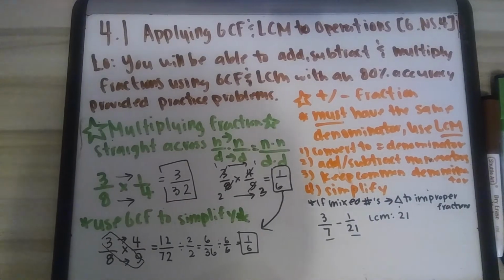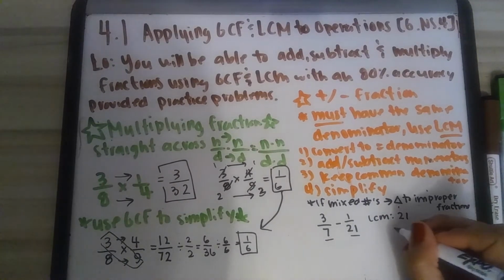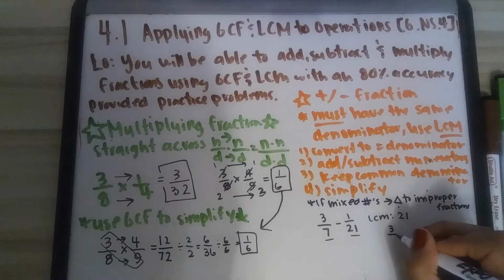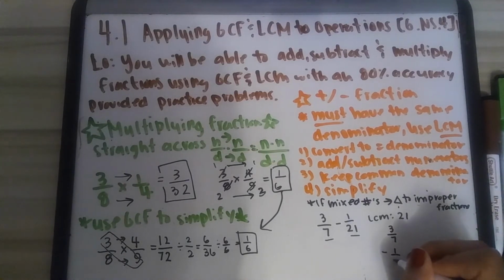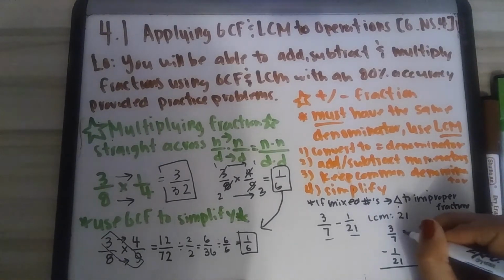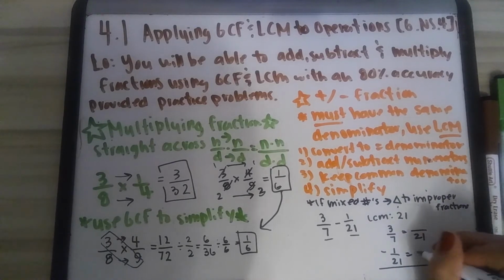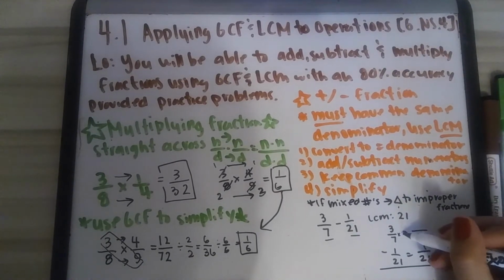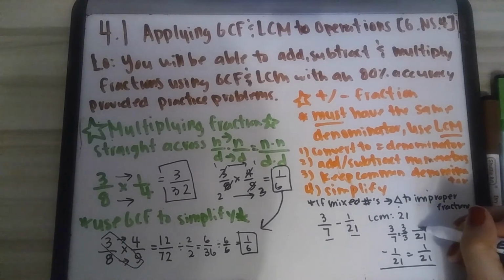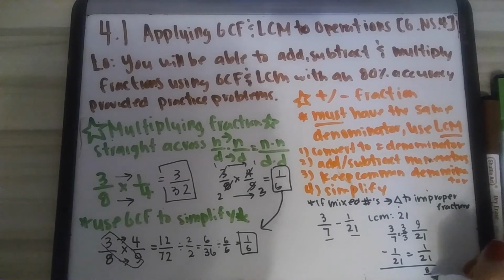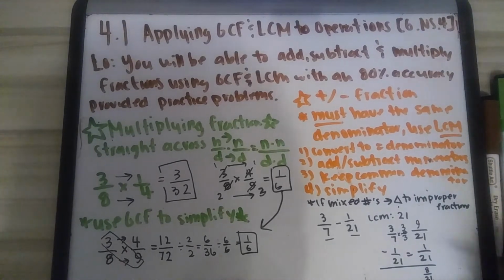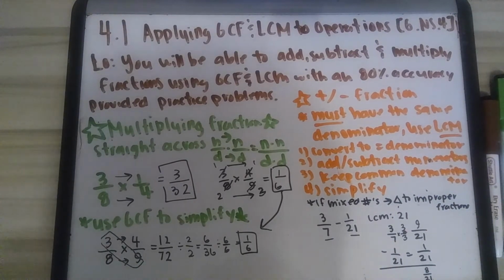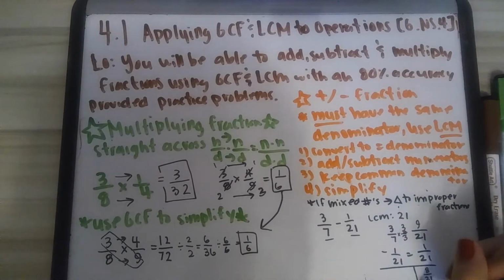Okay, so then I'm going to take the 3 over 7, and then minus 1 over 21. My least common denominator is 21, so it's going to stay the same. And I multiply this times 3 to get to 21, so that will be a 9. So now I'm going to say 9 minus 1 is 8. And then I don't mess with my denominators. Now can I simplify? Actually, no, I cannot. So this is my final answer.